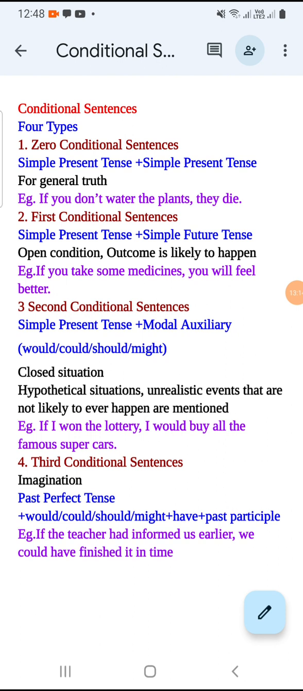Yes, for beginners I told you that it is called an if clause or when clause, but it's not necessary that all conditions can be framed only with the word when or if. Sometimes even another word. For example, I'm giving you another example: what will you do if you miss the plane?